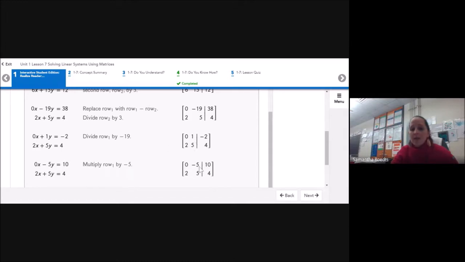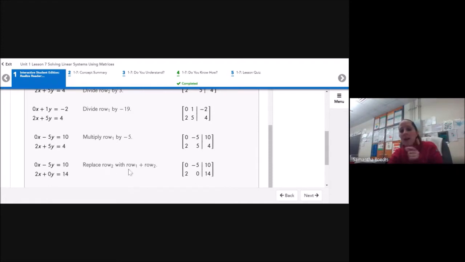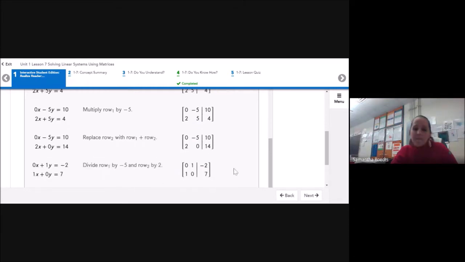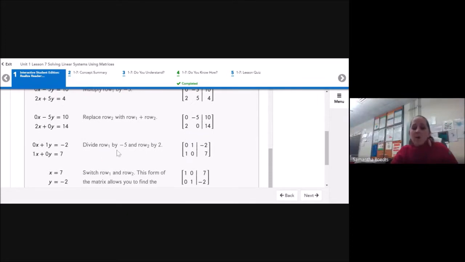So 1 times -5 is -5, and -2 times -5 is 10, because I'm trying to get this value over here by itself. So when I do that, I want to add row 1 and row 2 together. I get 0 plus 2 is 2, negative 5 plus 5 is 0, and 10 plus 4 is 14. Now I can divide row 1 by negative 5 and row 2 by 2. When I divide by negative 5, I get 0, 1, negative 2, and then dividing row 2 by 2, I get 1, 0, and 7.